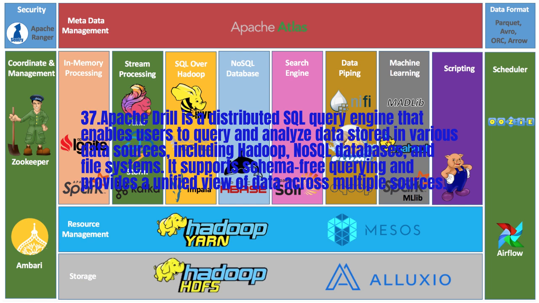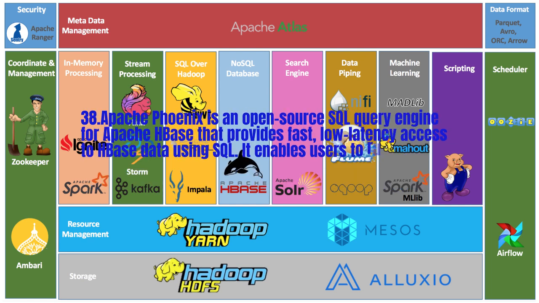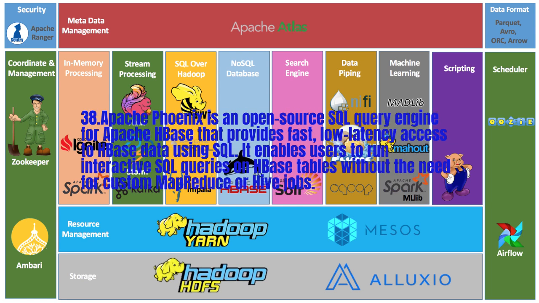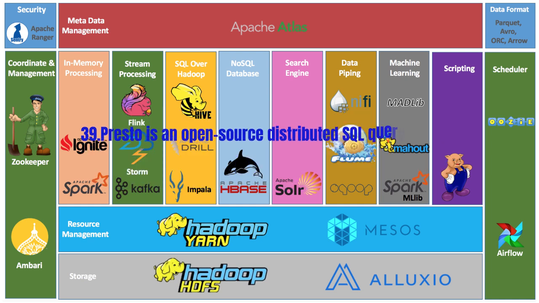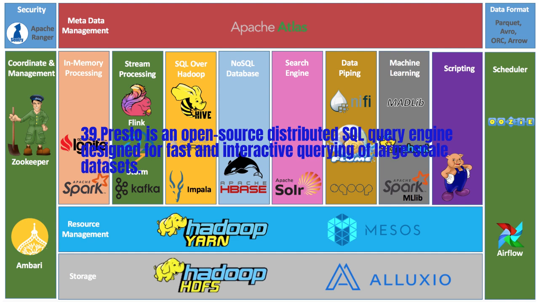Apache Phoenix is an open source SQL query engine for Apache HBase that provides fast, low latency access to HBase data using SQL. It enables users to run interactive SQL queries on HBase tables without the need for custom MapReduce or Hive jobs. Presto is an open source distributed SQL query engine designed for fast and interactive querying of large-scale datasets.